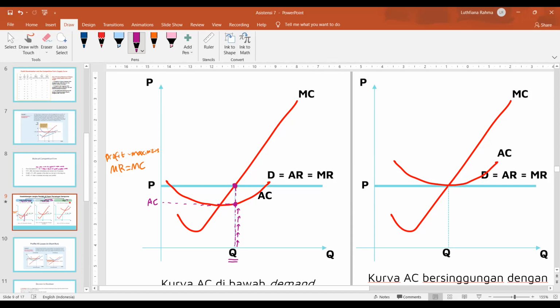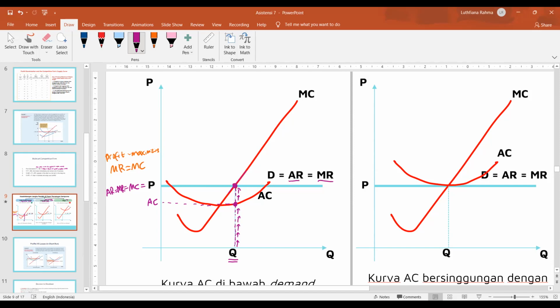And then is there another point? Yeah. If we move upward again, we will find that at Q we have the MC curve. So this is also the MC curve, and at this point there is also average revenue and marginal revenue. So we can say that it is average revenue and also marginal revenue. All right, so that is the case of positive economic profit. Okay, that is the curve.